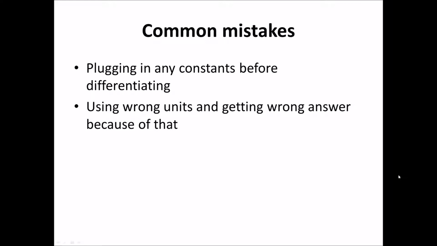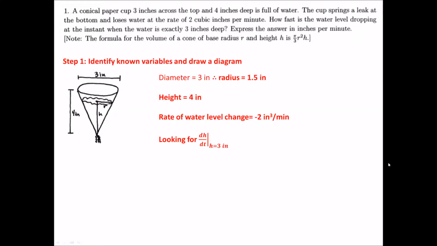There are a couple mistakes which people make when solving related rates problems. The first one would be to plug in any constants before differentiating. The derivative of a constant is 0, and when you plug in constants before differentiating, you would get the wrong differential equation and get the wrong answer. Another mistake would be to use wrong units, and because of this, get the wrong answer. So let's do a couple problems.